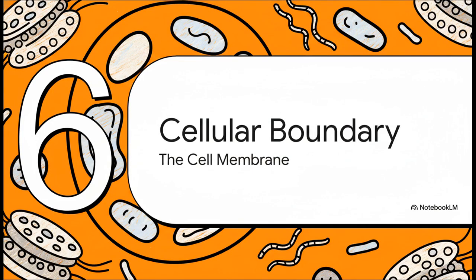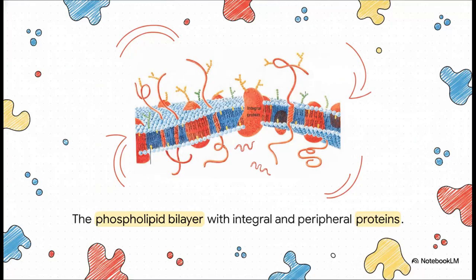Section 6. The ultimate cellular boundary. Now, the detailed structure of the cell membrane was only fully deduced after the electron microscope was invented in the 1950s. It's made of a phospholipid bilayer, those blue heads and red tails, and it's studded with integral and peripheral proteins. You can even see bits of cholesterol tucked inside there. It's essentially a fluid, dynamic mosaic that wraps around the entire living arena of the cell.